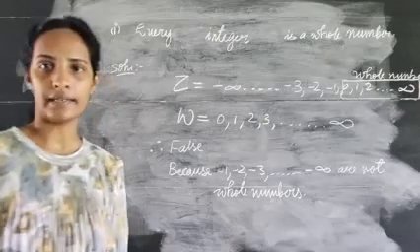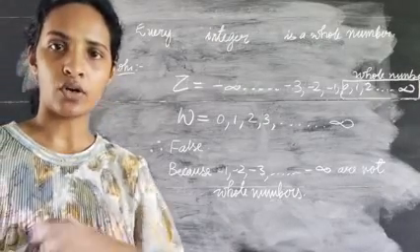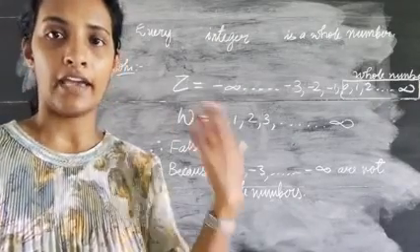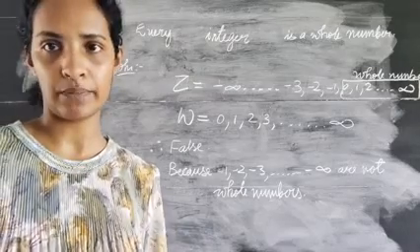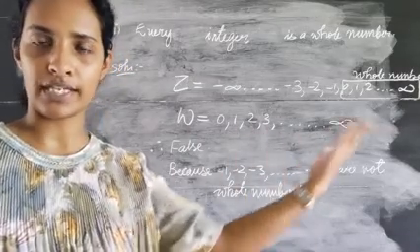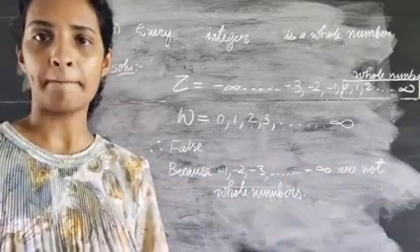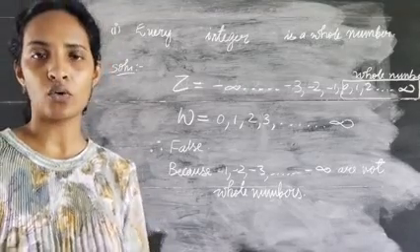Negative numbers are not whole numbers. So definitely every integer is not a whole number. Some integers, 1, 2, 3, etc. till infinity, are whole numbers. But every integer is not a whole number, right?